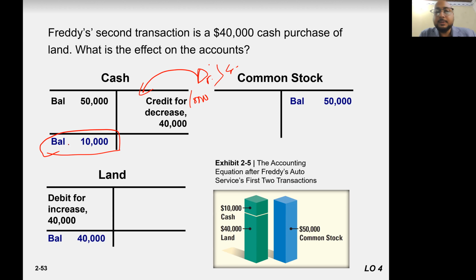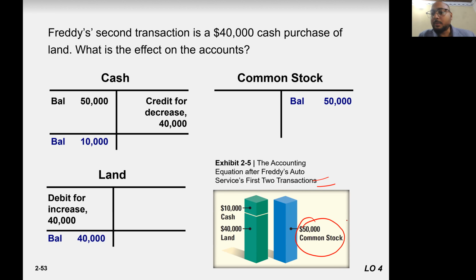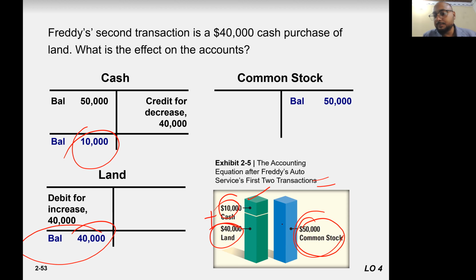Right, guys? So you see on the accounting equation, it is balanced. If you see the graphical, assets equal liabilities plus owner's equity. We don't have liabilities yet. We have only 50,000 common stock, 10,000 balance of cash, and 40,000 balance of land. So if you add all the assets, it is equal to common stock. 50,000 is equal to 50,000.